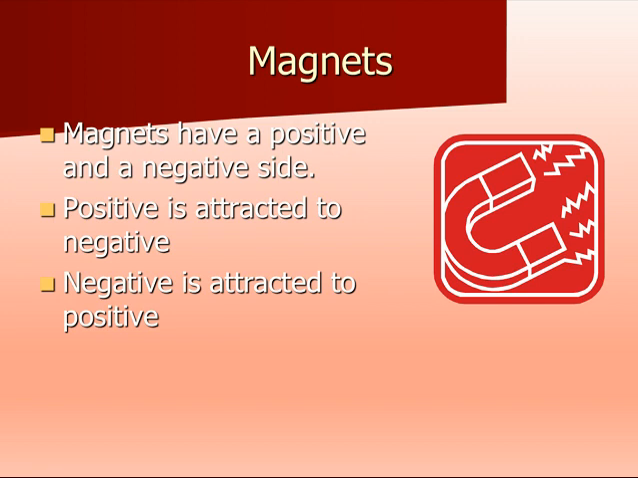You guys have all played with magnets. If you hold the positive end close to a negative end, they're going to attract. And vice versa, if you take the negative end and hold it towards the positive end, there's going to be an attraction. However, the converse is also true. If you try to hold a positive end of a magnet up to the positive end of a magnet, there's going to be a repulsion force.